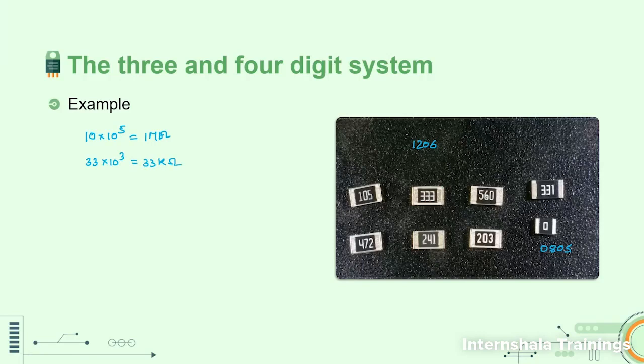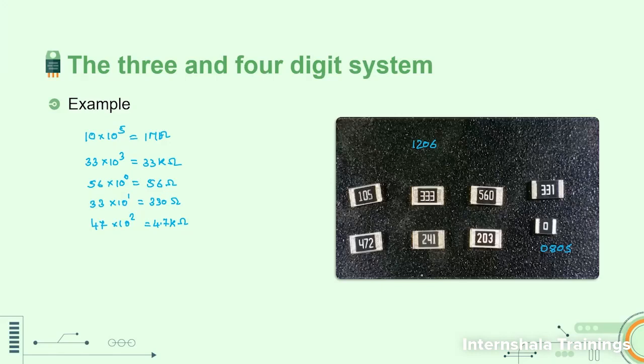In the same way, this is 560, so it's going to be 56 times 10 to the power 0, and that gives us 56 ohms. Then this is going to be 330 ohms, because 33 times 10 to the power 1 gives us 330 ohms. After that, this one is 4.7 kilo ohms, because 47 times 10 to the power 2 gives us 4.7 kilo ohms. The next resistor is 240 ohms. Then this is 20 kilo ohms. And in the end, this is 0 ohms.